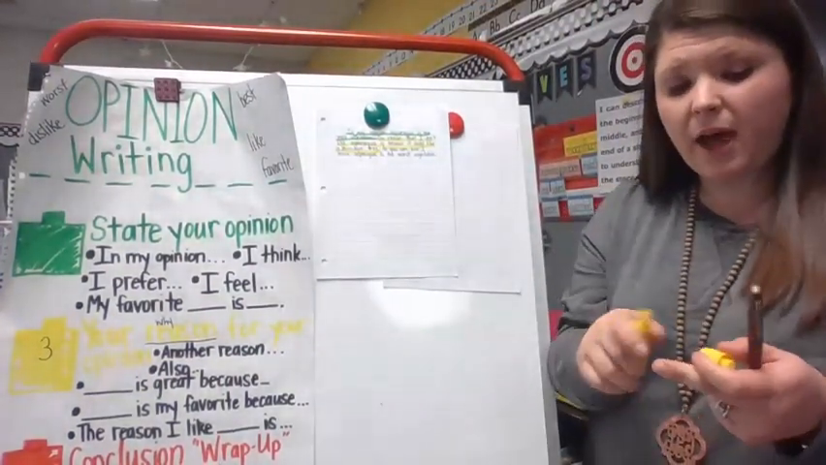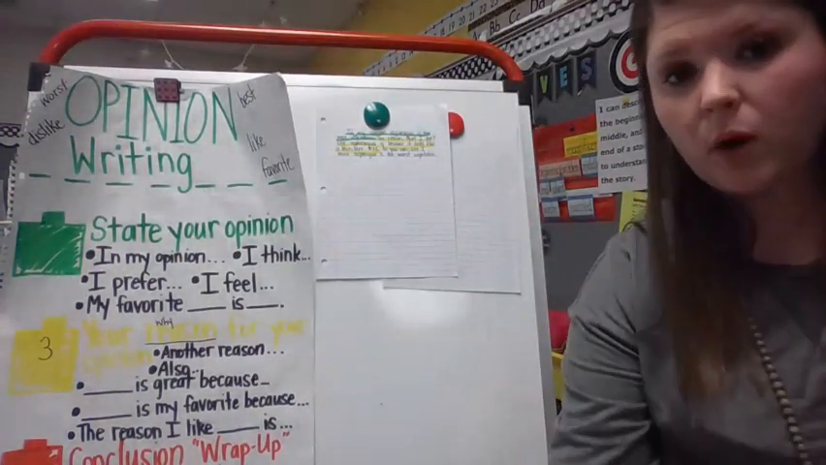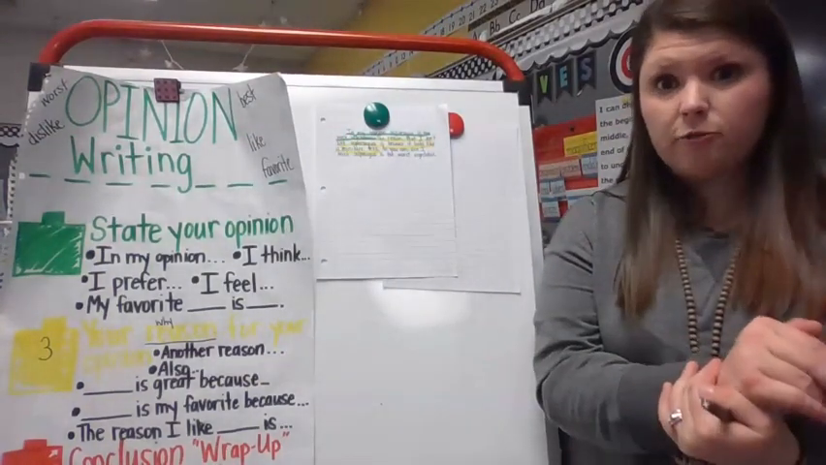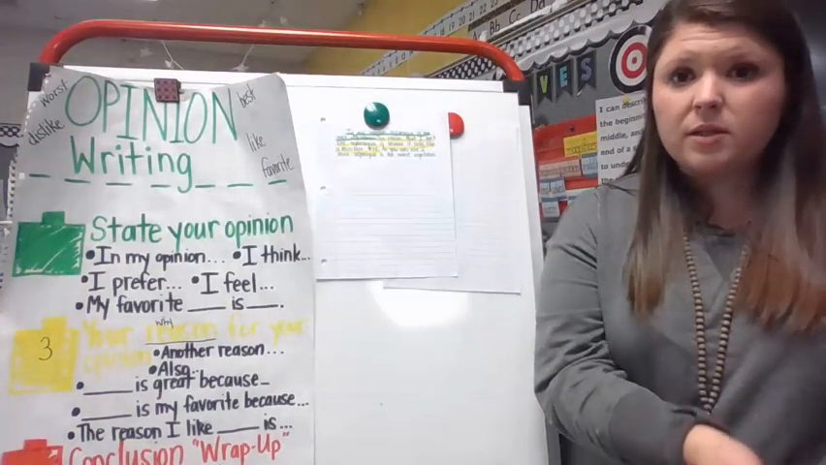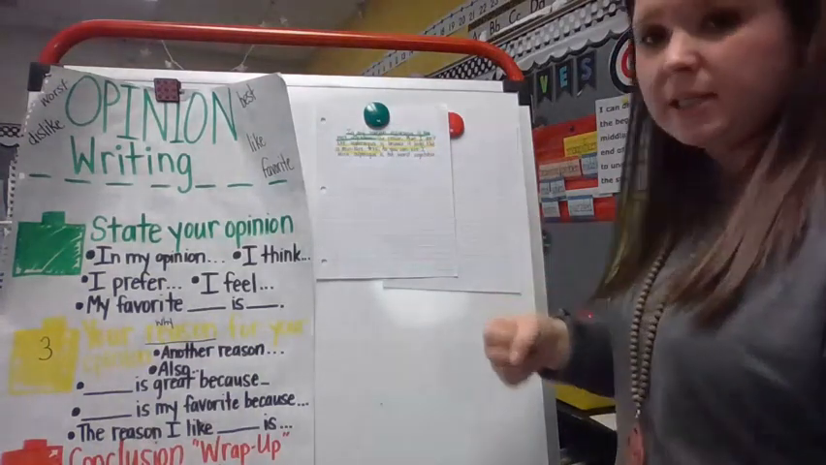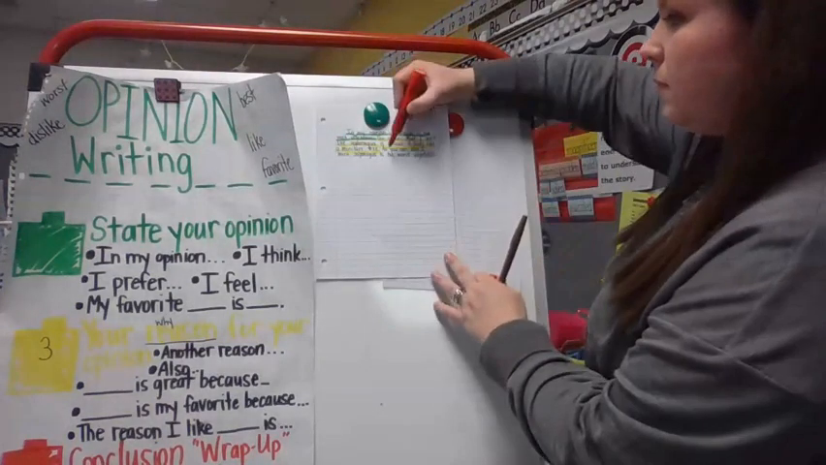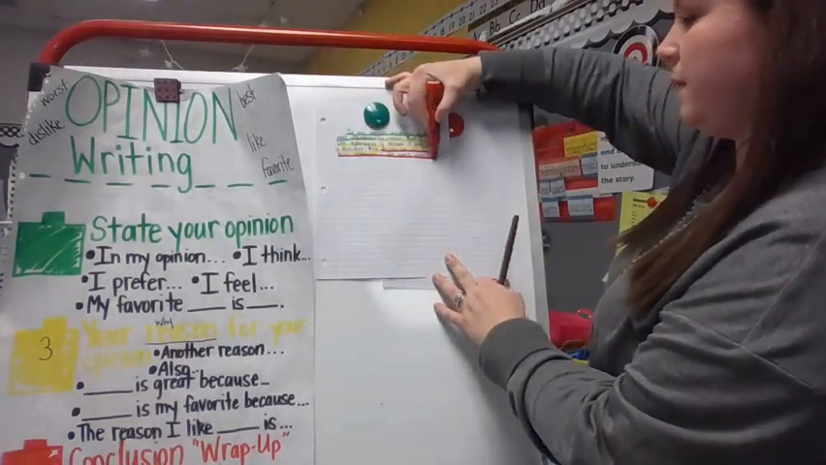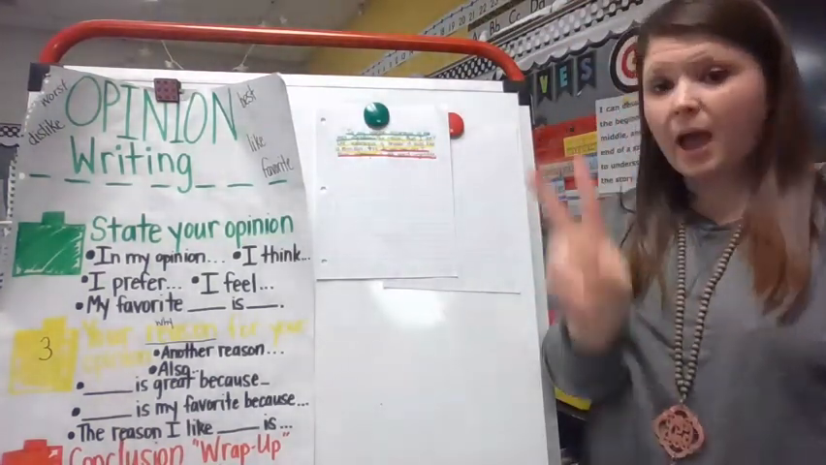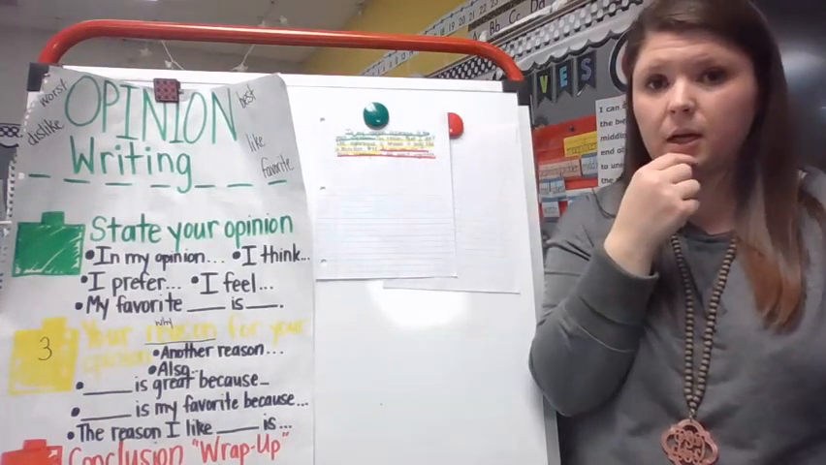Let's keep reading to see if I have a conclusion sentence. As you can see, I think asparagus is the worst vegetable. Remember, in our conclusion or our wrap-up, it's reminding our reader what I wrote about. I wrote about asparagus being the worst vegetable. Did I remind my reader about that in this sentence? Yeah, I reminded my reader that I think asparagus is the worst vegetable. So I have an introduction stating my opinion. I have a reason why, and I have a conclusion restating my opinion.